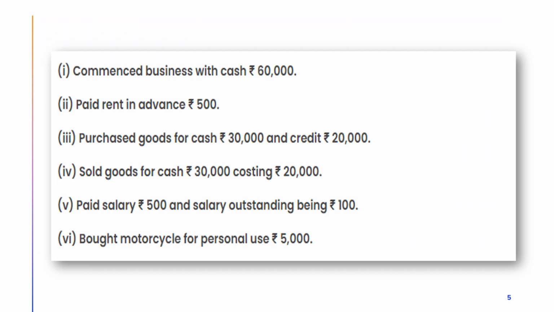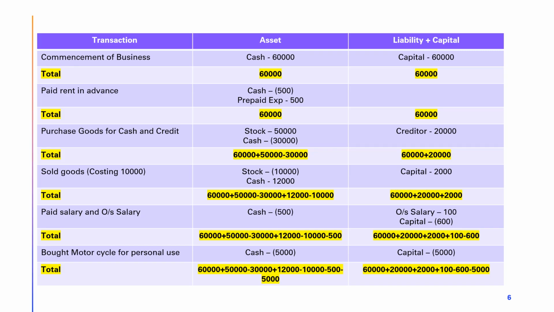Now this is question number 2. You can take your time and read this question. Now let's solve this. The first entry is simple, that is we started business with cash of 60,000. As a result, on asset side cash component is generated, and on liability plus capital side capital component is generated, and both the sides will have 60,000 each as their balance.